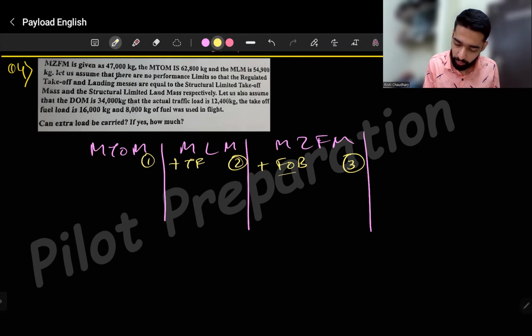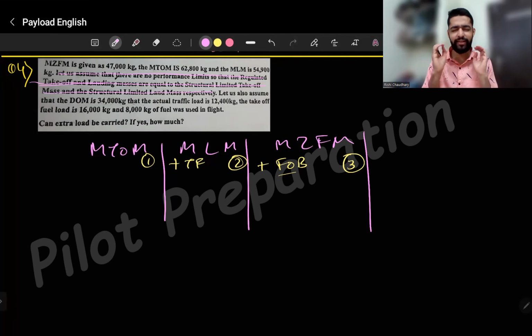Then what I will do next is, let us assume that there are no performance limits, so that the regulated takeoff mass and landing mass are equal to the structural takeoff mass and structural landing mass respectively. So whatever fancy theory they have given, I don't care about that. Why? Because that is not at all required for solving my question. So I can directly cut that and very nicely ignore that part.